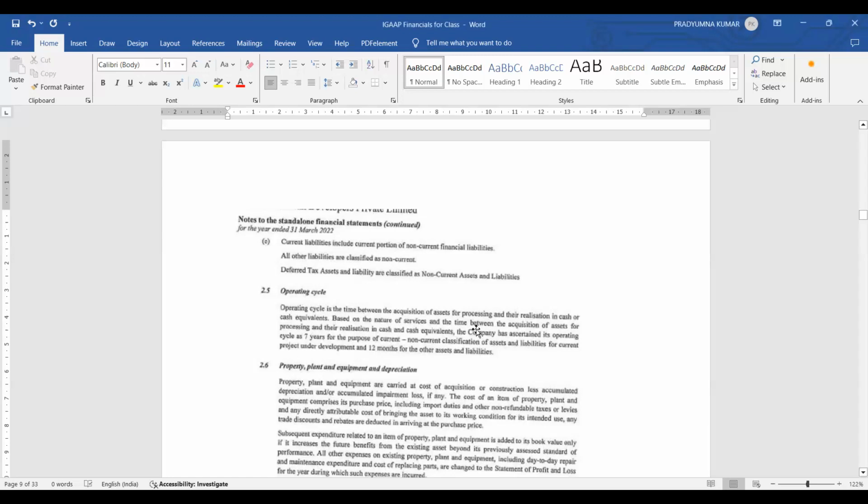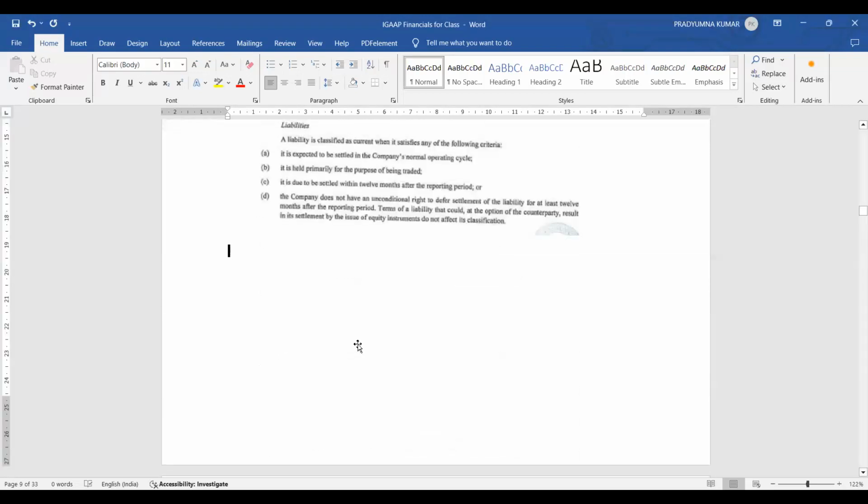They have not written anything on their own. They have highlighted the same terminology that is used here, and they have told that their operating cycle is 7 years. If it is not mentioned, then the authorities or whoever is looking at their balance sheet will consider the operating cycle as 12 months by default. That is the reason they have highlighted here that their operating cycle is 7 years. Okay. Next, again coming back to accounting policies.